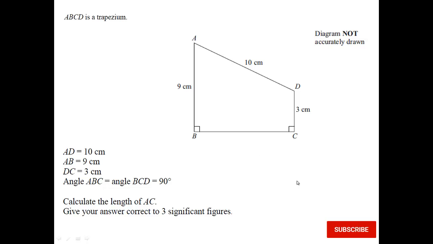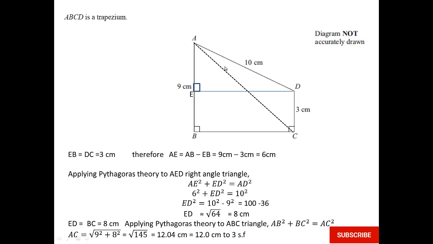Okay, I will now explain how to approach this question. AC is the length that I must calculate. Therefore, I form a dotted line to represent the length AC. I have formed a rectangle EBCD. On a rectangle, you know that the angles are 90 degrees. So this angle here will be 90 degrees. So does the angle opposite to it.